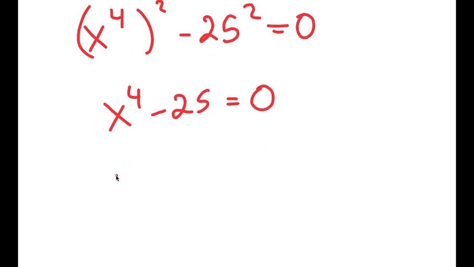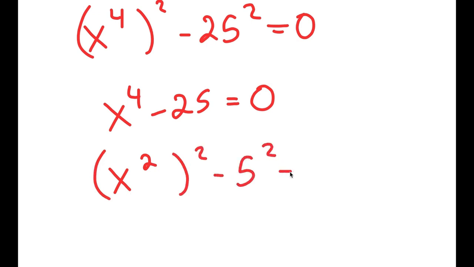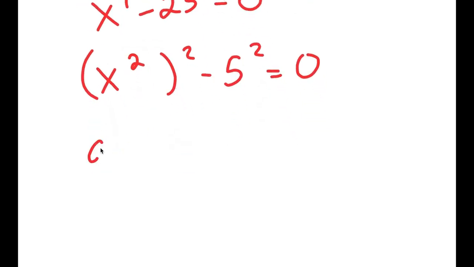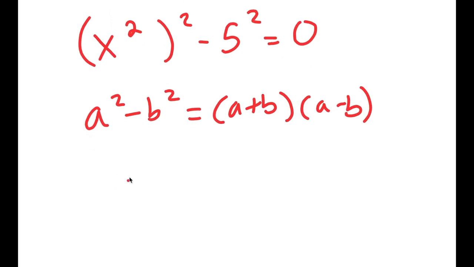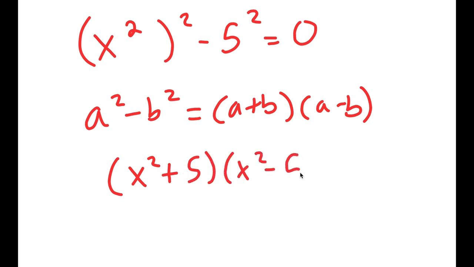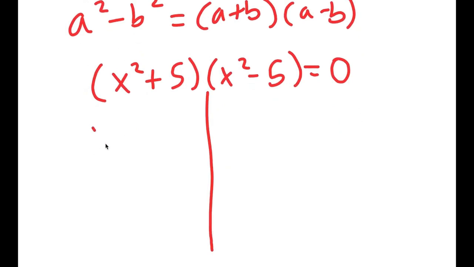Now from here, I'm going to rewrite this as x squared to the power of 2 minus 5 squared is equal to 0. So now I can use the formula a squared minus b squared is equal to a plus b times a minus b on this. So this turns into x squared plus 5 times x squared minus 5 is equal to 0. So I get two equations. x squared plus 5 equals 0, and x squared minus 5 equals 0.